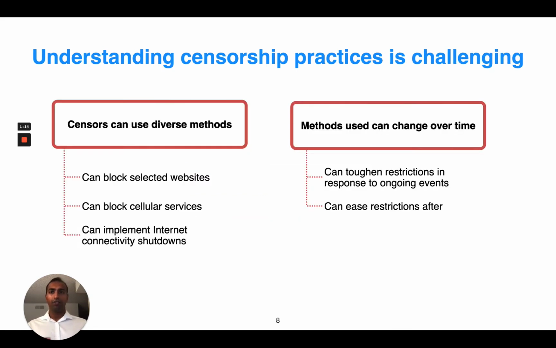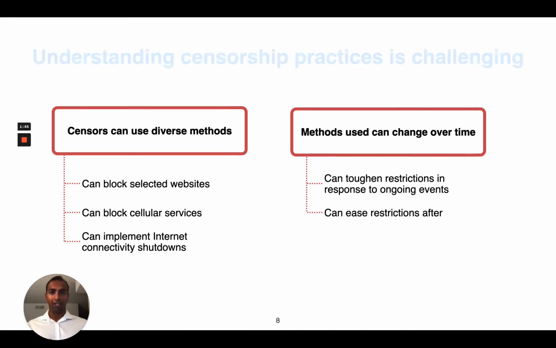However, it's challenging to measure and understand censorship practices. This is because of the diverse methods available at censors' disposal. They can block selected websites and social media, targeting Facebook, Wikipedia, etc. They may choose to target cellular communications and mobile data in particular, or censors can resort to internet connectivity shutdowns where they can disconnect users from the internet completely. In addition, censors can choose to change the strategy over time. They may implement full connectivity shutdowns during particularly tense protests and then follow up with more targeted blocking.